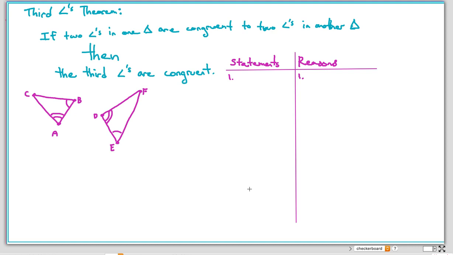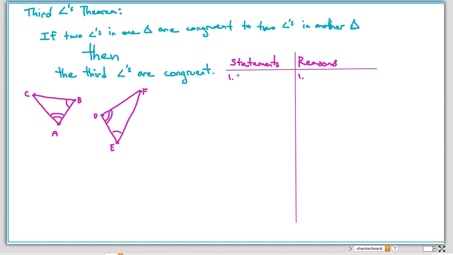If we have it that two angles in one triangle are congruent to two angles in another triangle, then the third angles in the triangle are congruent. So in this case, we have two angles in this triangle congruent to two angles in this triangle. The theorem implies then that angle F is congruent to angle C. We're going to prove this now.